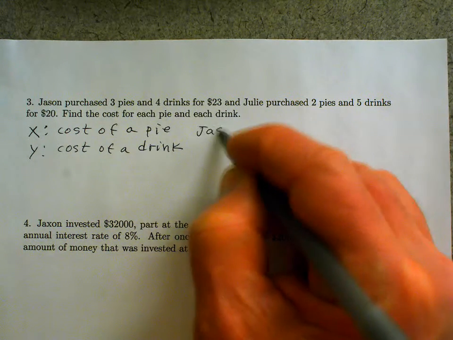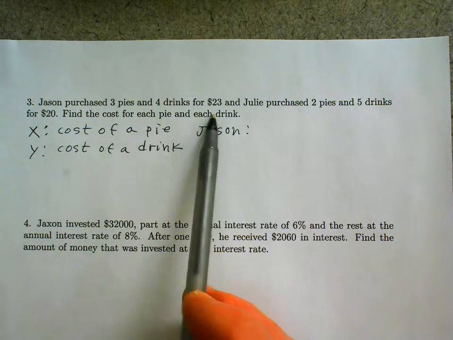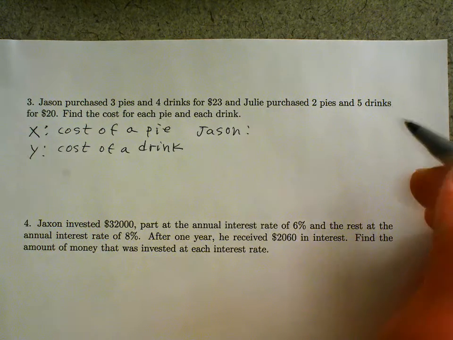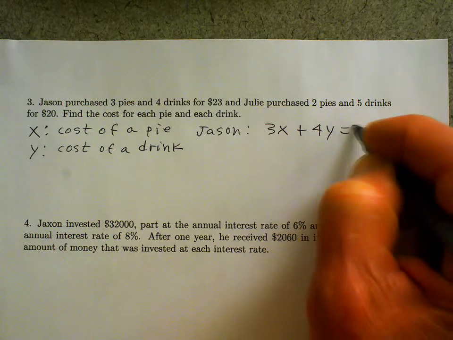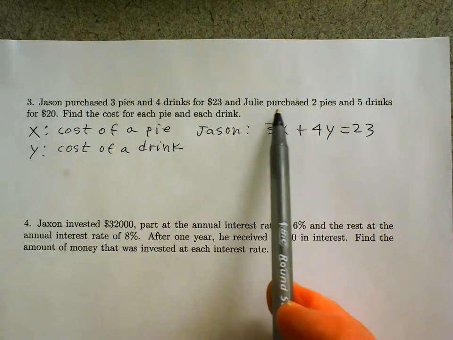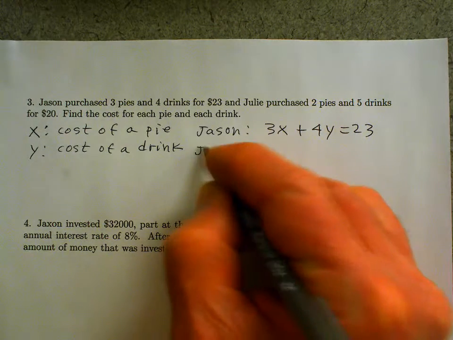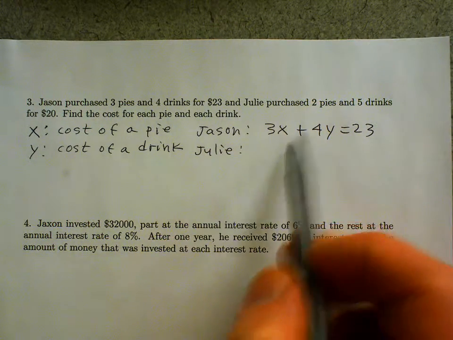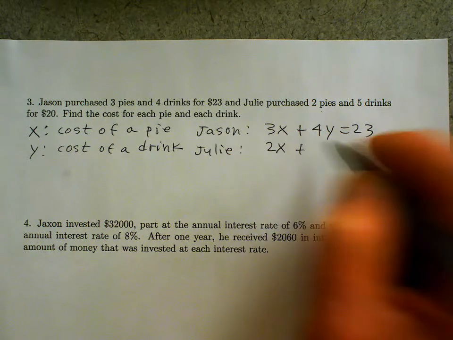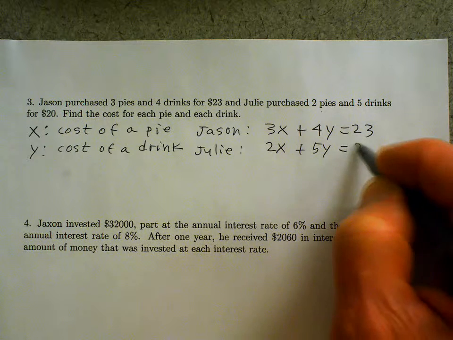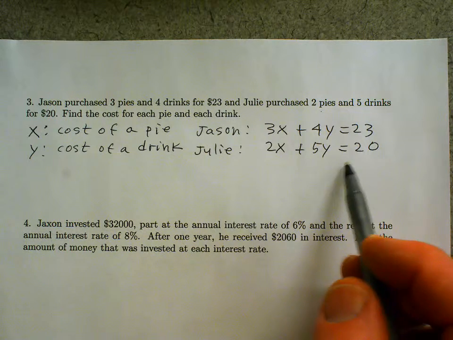And Jason, he purchased 3 pies and 4 drinks for $23. So the equation we get for Jason is 3x plus 4y equals 23. Julie purchased 2 pies and 5 drinks for $20. So for Julie, 2 pies cost 2 times x dollars, 5 drinks is 5 times y, and a total of 20. So we get a system of 2 linear equations.